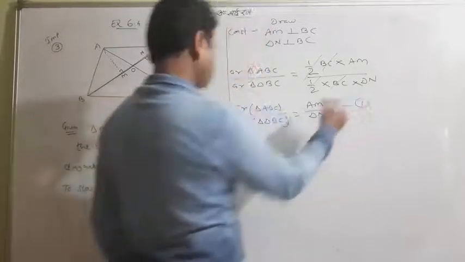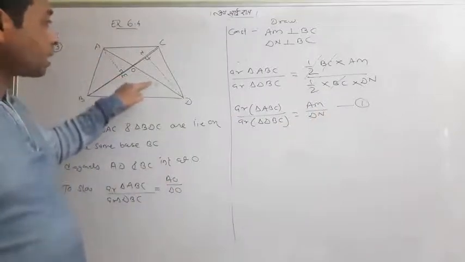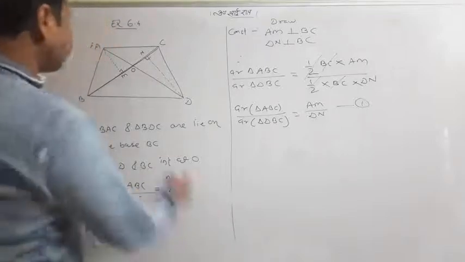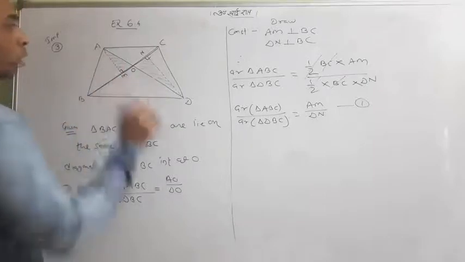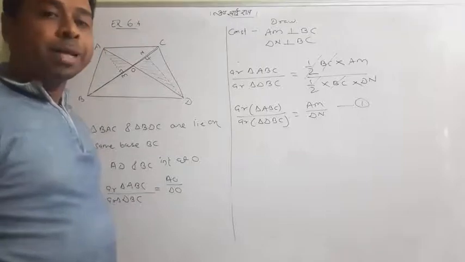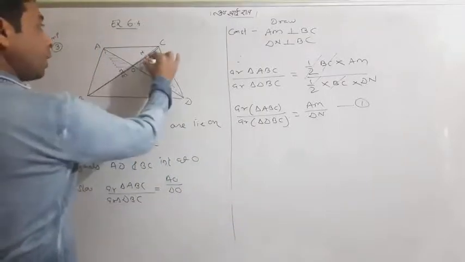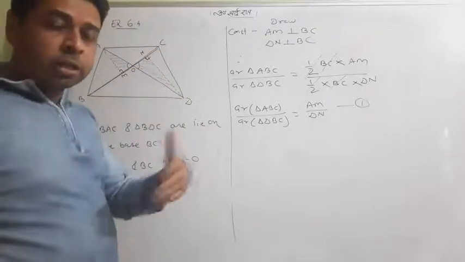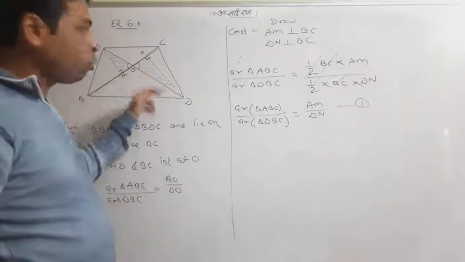And I close here. But I won't answer AO upon DO. What has come? AM upon DN. Now one beautiful thing is coming. What about these two triangles? These two triangles seem similar. Why? Because this is angle 90 for the upper triangle, and this angle is 90 for the lower triangle. This angle and this angle are vertically opposite angles. So by angle similarity, both triangles are similar.